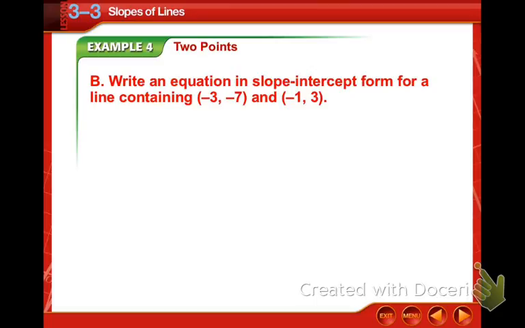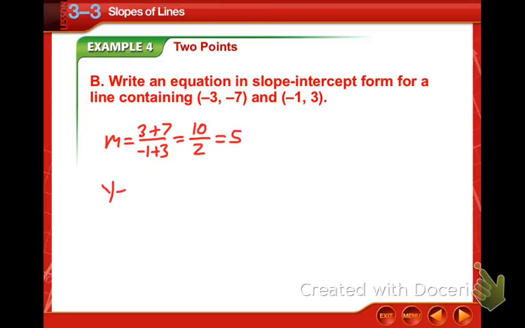Okay, so same thing we just did. We're going to take this equation with these 2 points, find our slope, get into slope-intercept form. So 3 minus negative 7 over negative 1 minus negative 3. That's 10 over 2, or 5. So that's our slope. Y minus y1 could be either one.